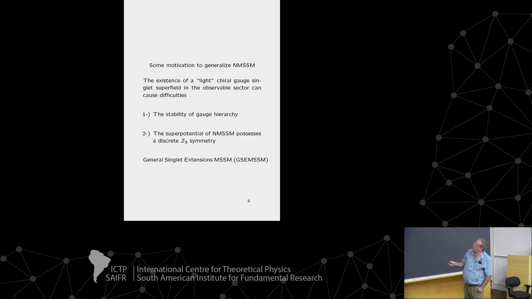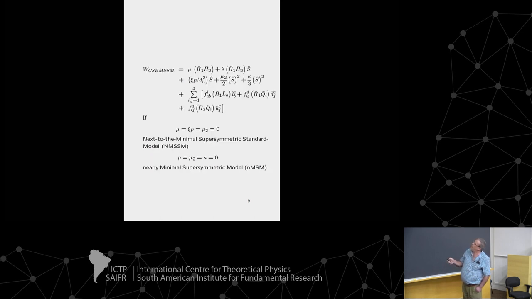But now the main motivation to generalize the NMSSM is that the superpotential of the next-to-minimal supersymmetric standard model has a Z3 symmetry, so you can construct a general supersymmetric model. Now, here we have the general superpotential. If you consider these parameters and m_12 equals zero, you get the next-to-minimal supersymmetric standard model. And when you set this m_12 and this kappa equal to zero, you have what we call the nearly minimal supersymmetric standard model, where Professor Cárdenas and Professor Marcela Macarena have done some very interesting articles, which led me to study this.